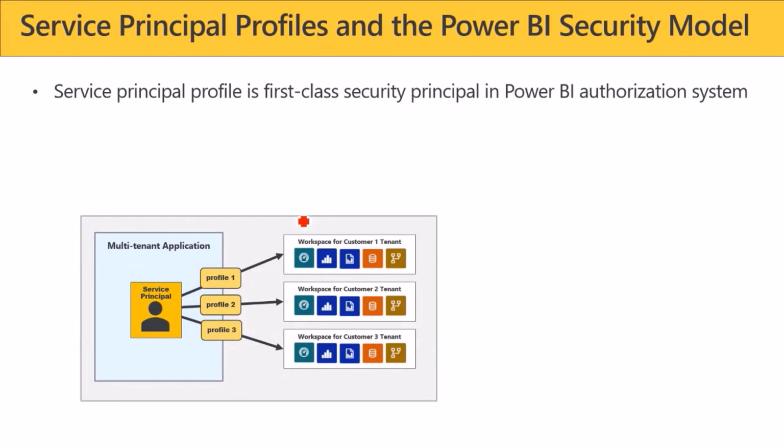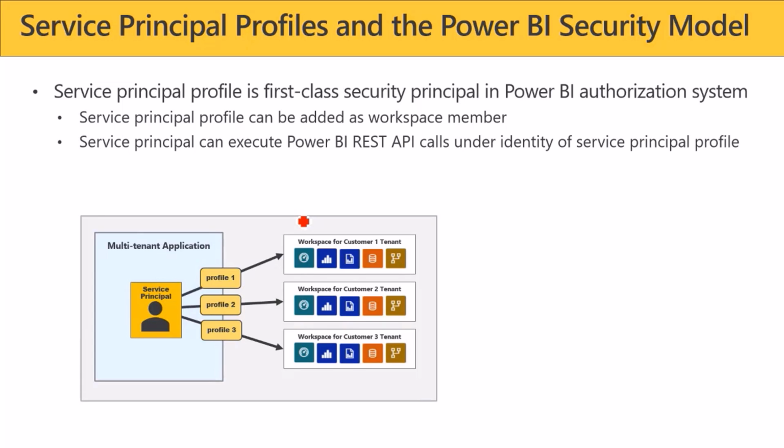So once again, the service principal profile becomes a first class thing that can be the owner and can be added as a member. Okay, so once again, you can have a service principal profile added as a workspace member. And then the other thing is the service principal can create a profile, and right after that, it can start executing calls under that profile's identity. So service principal creates profile 1 and then uses profile 1 to make calls to create the workspace, create the data set, and profile 1 is automatically the owner.